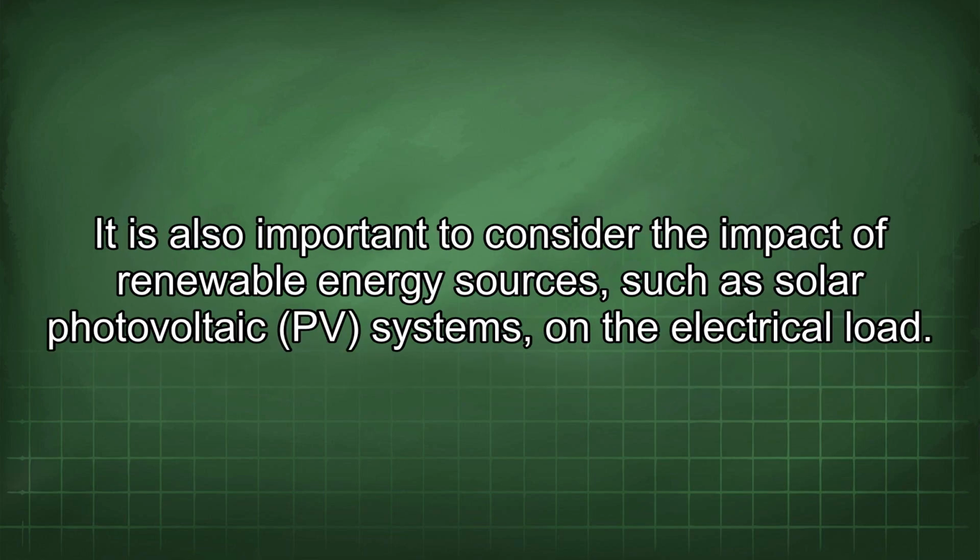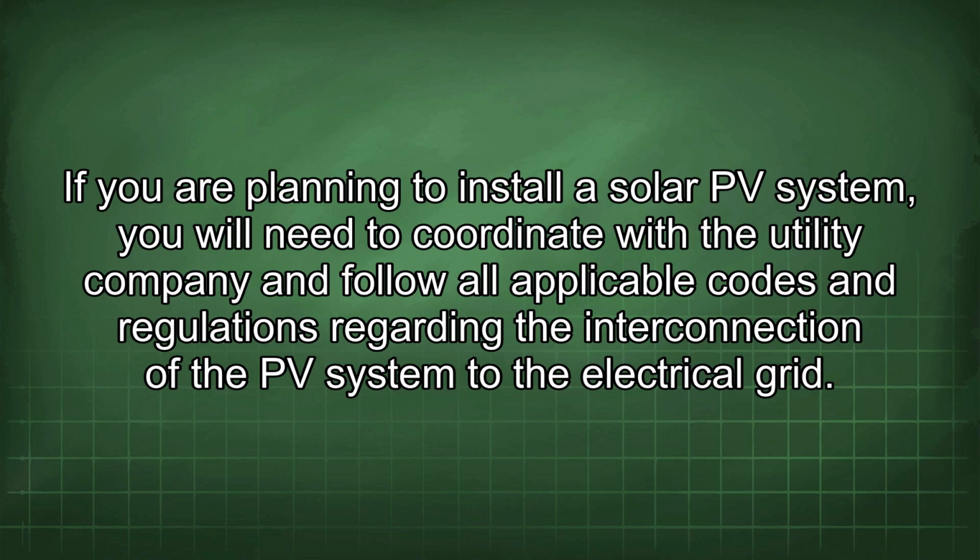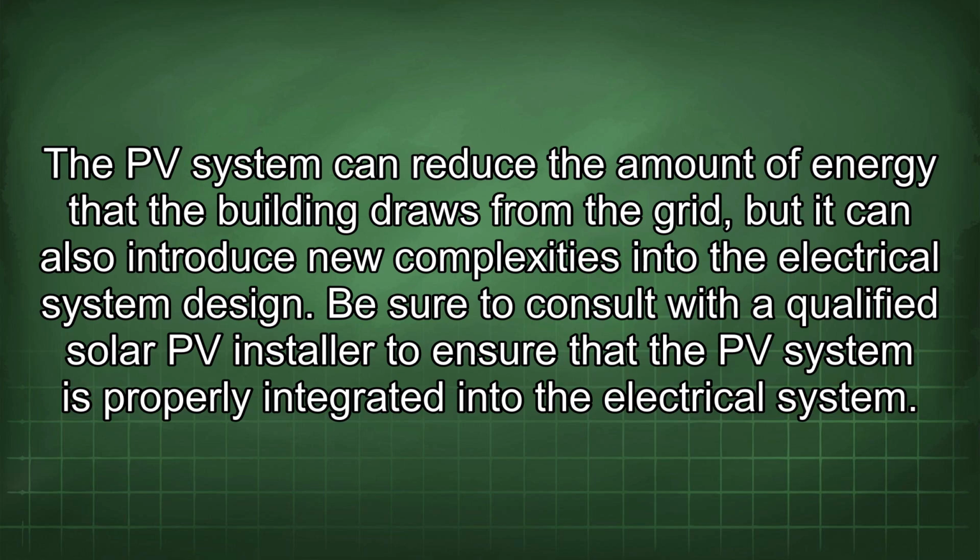It is also important to consider the impact of renewable energy sources, such as solar photovoltaic (PV) systems, on the electrical load. If you are planning to install a solar PV system, you will need to coordinate with the utility company and follow all applicable codes and regulations regarding the interconnection of the PV system to the electrical grid. The PV system can reduce the amount of energy that the building draws from the grid, but it can also introduce new complexities into the electrical system design. Be sure to consult with a qualified solar PV installer to ensure that the PV system is properly integrated into the electrical system.